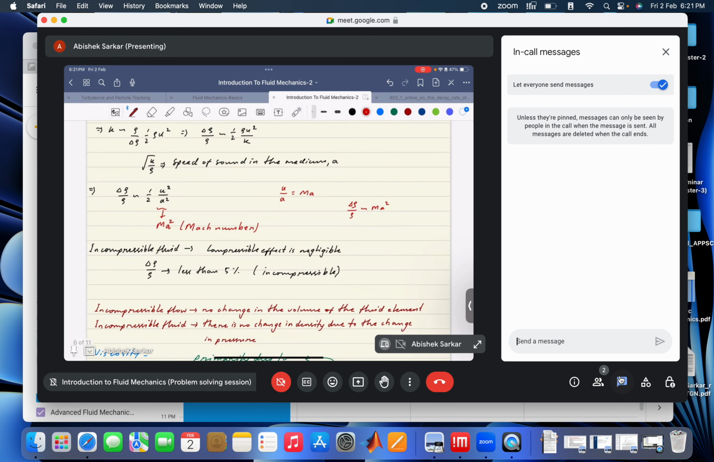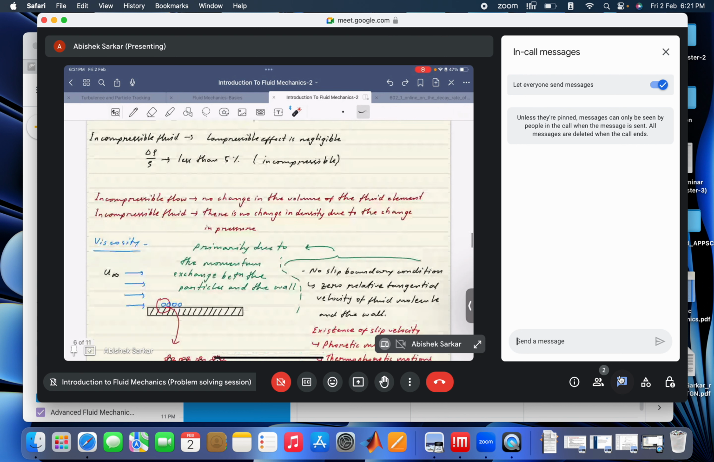So we are bringing the concept of Mach number, relating it to the density change in a fluid, so that we can quantify the compressible and incompressible nature of the fluid flow. If we take this definition into consideration, for an incompressible fluid, the compressible effects are negligible. In a quantifiable manner, if the ratio of density change to the density of the fluid is less than 5%, then we can ideally consider the fluid to be incompressible.